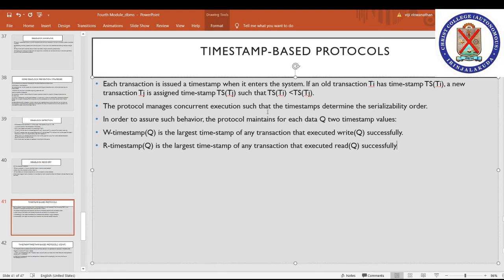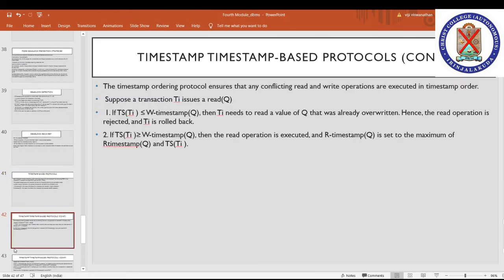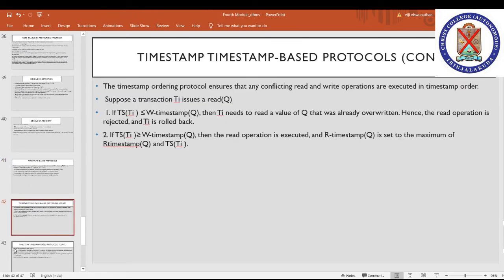The protocol manages concurrent execution such that the timestamps determine the serializability order. In order to assure such behavior, the protocol maintains for each data item Q two timestamp values. W-timestamp is the largest timestamp of any transaction that executed write(Q) successfully. R-timestamp is the largest timestamp of any transaction that executed read(Q) successfully. The timestamp ordering protocol ensures that any conflicting read and write operations are executed in timestamp order.